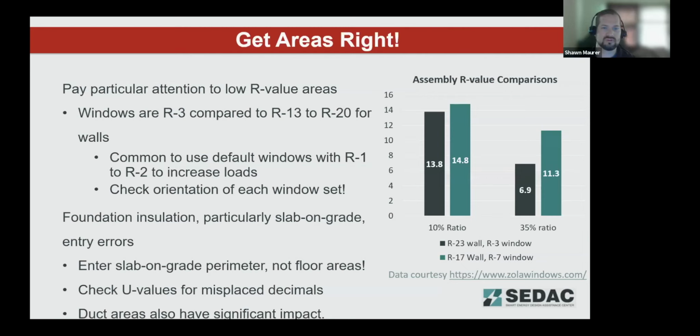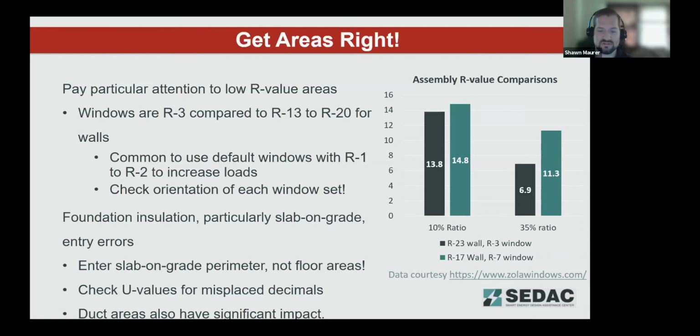So very important to get those entered correctly. Getting the areas right is probably the most common error that we have seen, and it happens a lot with some other programs as well, like ResCheck and ComCheck. If you're entering a slab on grade floor, sometimes people put in the area of the floor instead of the perimeter of that slab. The perimeter is the entry data point that you need.